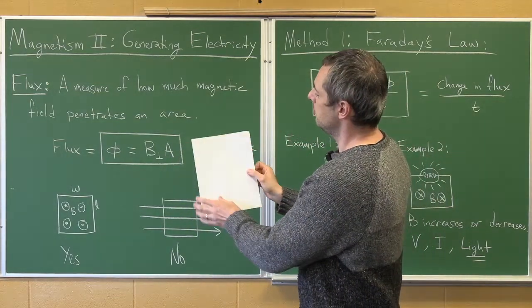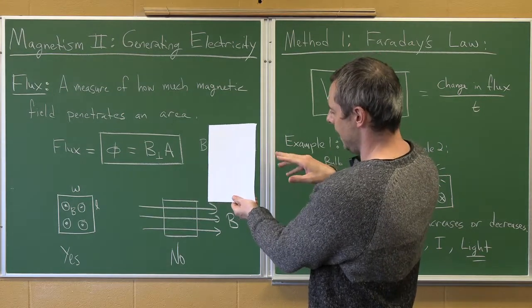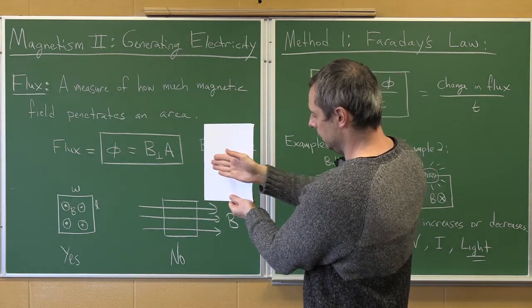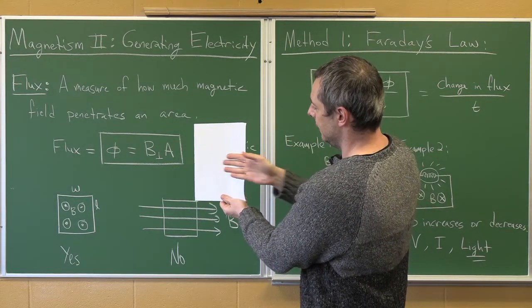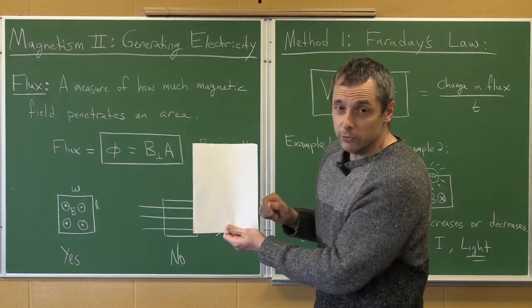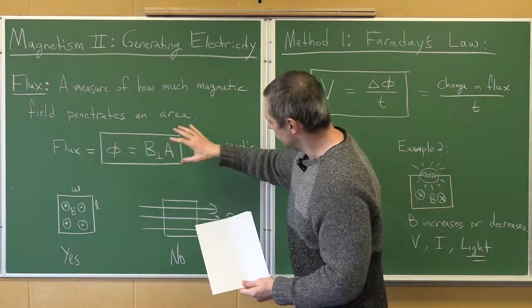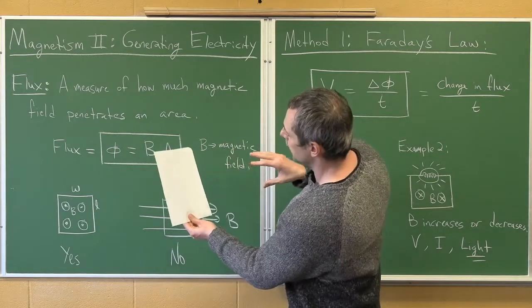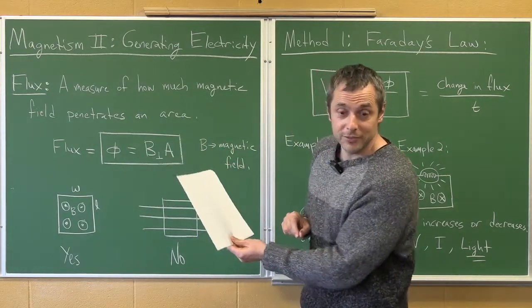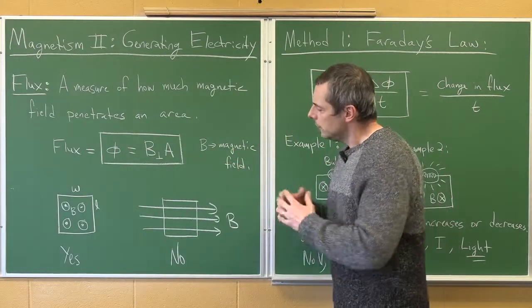Whereas if I turn the paper like this and then I have magnetic field arrows going like this, then they don't go through the paper, so I don't have flux. So it's just a quantity of how much field goes through a particular surface. So here are some examples.